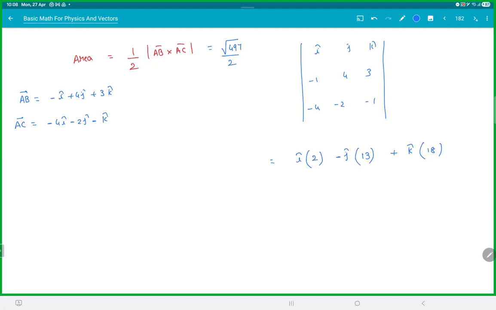Clear with this? So that's it. The main idea is to figure out that AB bar and AC bar are the sides. Once you got that, you're done. Clear? That's about vector cross product. There's nothing much on that. The main thing was to solve that matrix. The next thing is the box product. I know this is the last one. Don't worry, there are no more products.